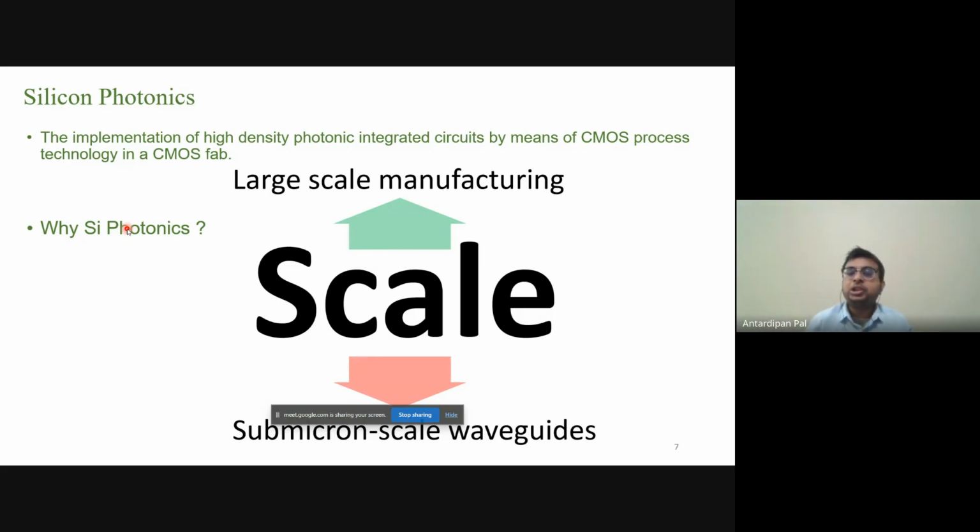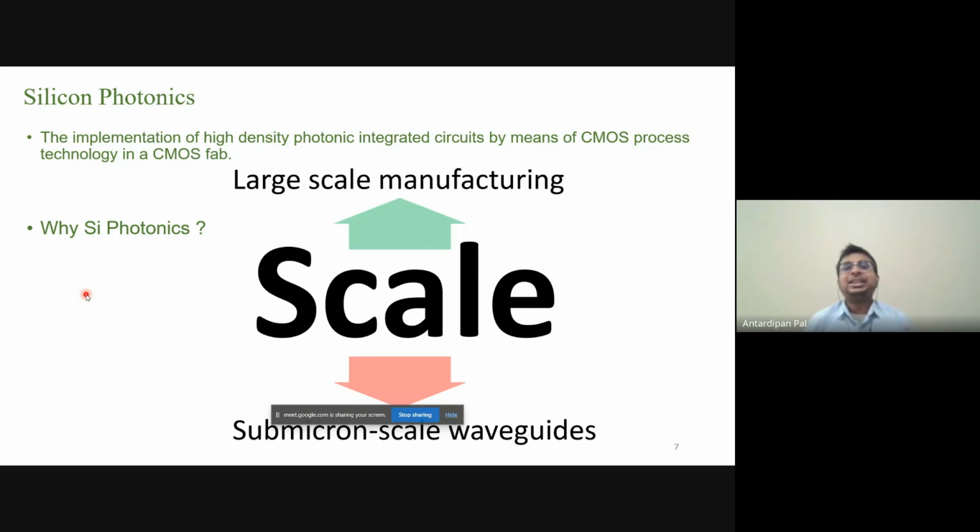Now there are much more efficient materials for photonics, like gallium arsenide, indium arsenide. I have a quick question for you. Can anyone say why these 3,5 materials and 2,6 materials are better for photonics than silicon? Any idea? Anyone? It's a very fundamental question.